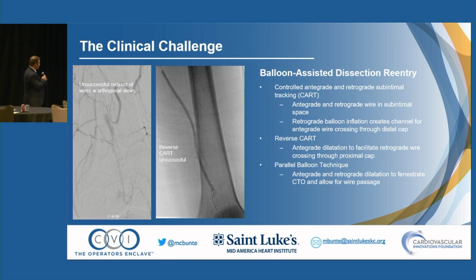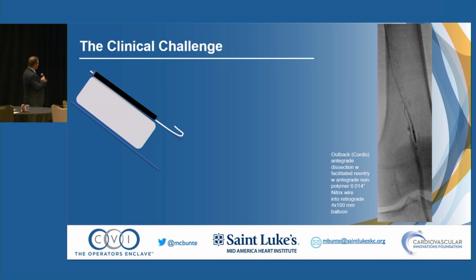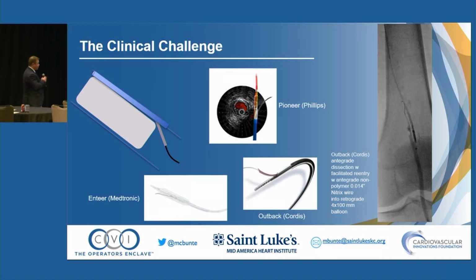The other way you can do this is take a balloon from below and do a CART technique. Parallel balloon wasn't possible because I couldn't get two balloons side by side, but that could be another way to do this. Eventually I crossed this with facilitated reentry with an Outback. So you're in the subintimal space, your wire is not reentering, so you replace it with a needle and enter the true lumen, or in this case, I entered into a retrograde balloon and then externalized the wire out of the foot.